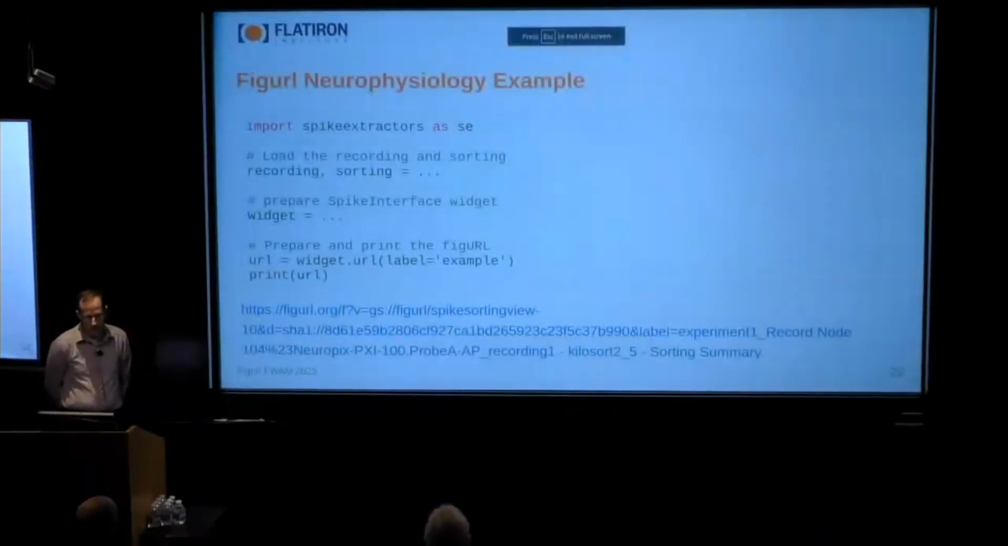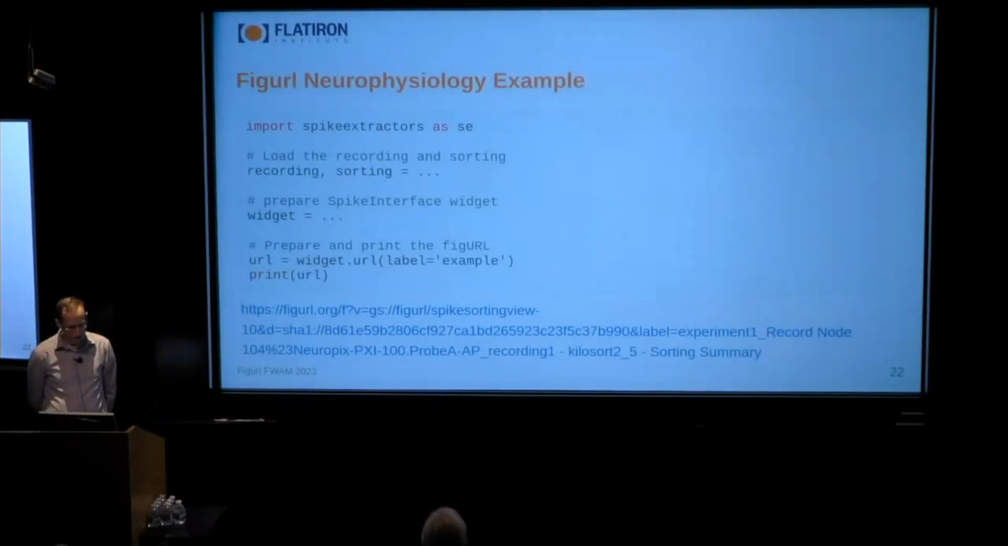So how to create that example? There's a package called Spike Interface for dealing with this neurophysiology data, and you load it into a widget that, if you're in a Jupyter setting, you could then show inside the Jupyter notebook, or you can generate a URL and print it out and then share it with somebody.